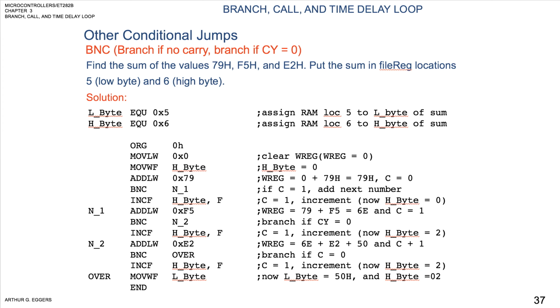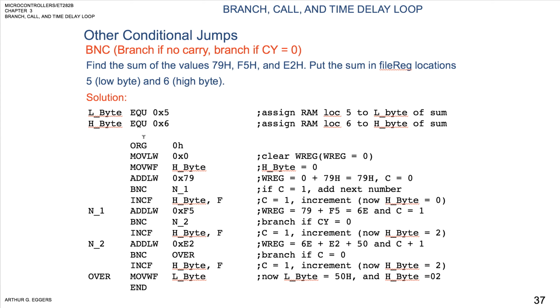In taking a look at the code here, we're going to find the sum of the values 79 hex, F5 hex, and E2 hex, and put the sum in the file register locations 5, the low byte, and 6, the high byte. So the low byte we've equated to 5, assigning RAM location 5 to the low byte of the sum. The high byte, again these are just labels, we equate to location 6, assigning RAM location 6 to the high byte of the sum.